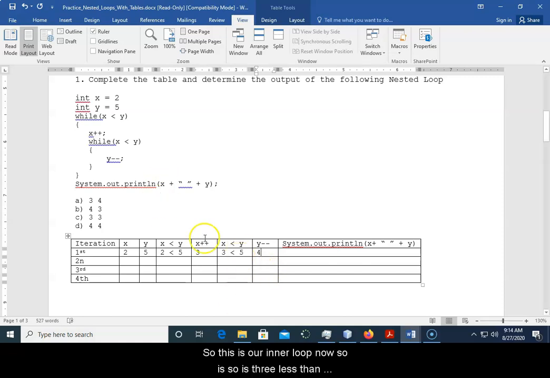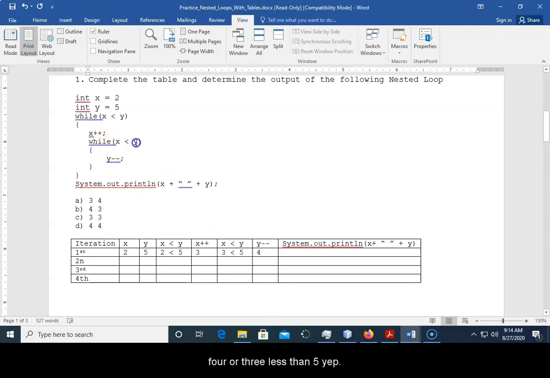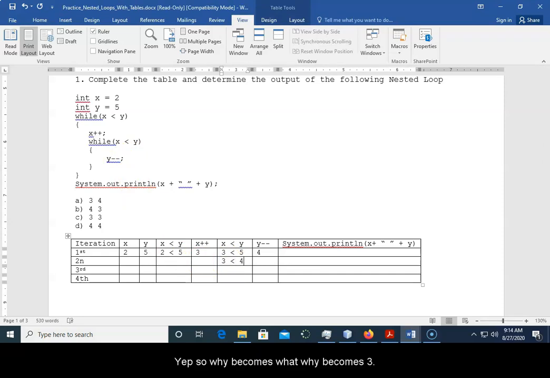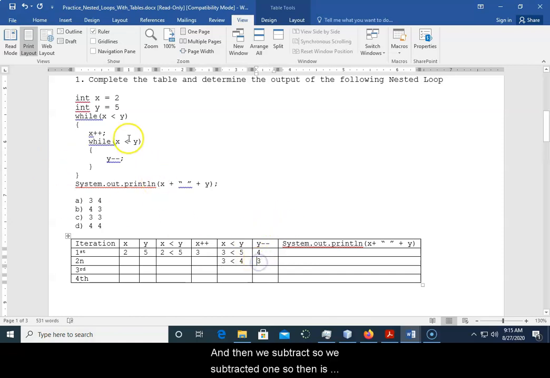So this is our inner loop now. So is 3 less than 4, or 3 less than 5? Yep. So then we subtract 1, it becomes 4. So then is 3 less than 4? Yep. So y becomes what? y becomes 3. And then we subtract, so we subtracted 1. So then is 3 less than 3? Nope, that's not true. So this inner loop is done.